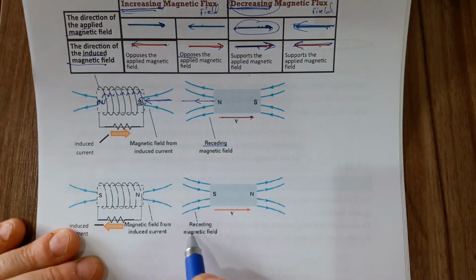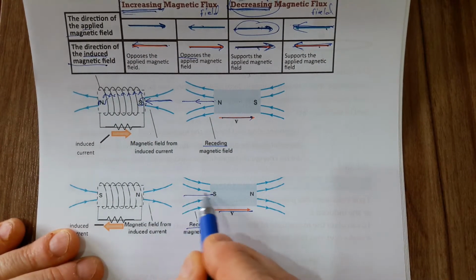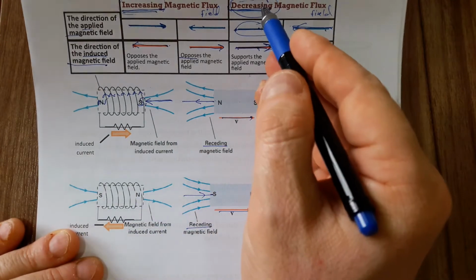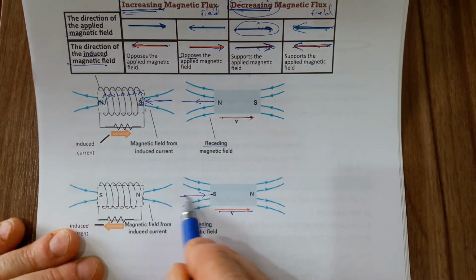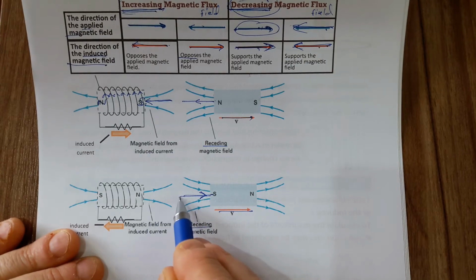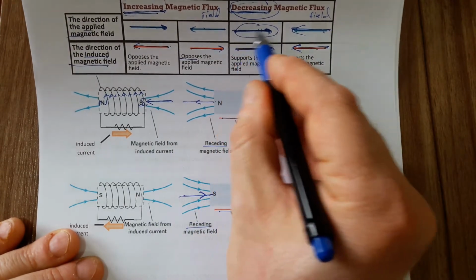So right here the magnet is receding and moving away. So as you see, magnetic flux decreases here. Again, we are going to choose this one, but this time the decreasing magnetic field is from left to right, this condition.